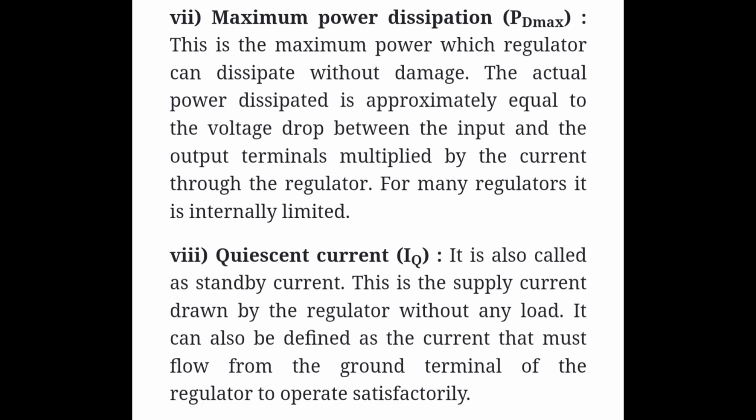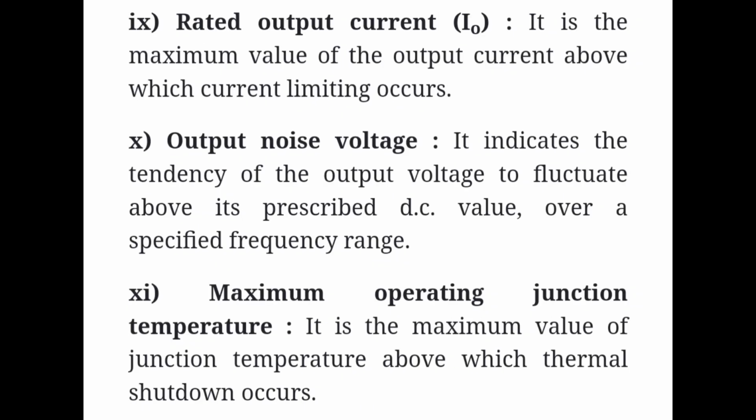Next one, quiescent current, IQ. It is also called as standby current. This is the supply current drawn by the regulator without any load. It can be also defined as the current that must flow from ground terminal of the regulator to operate safely. Next one, rated output current, I naught. It is a maximum value of the output current above which current limiting occurs.